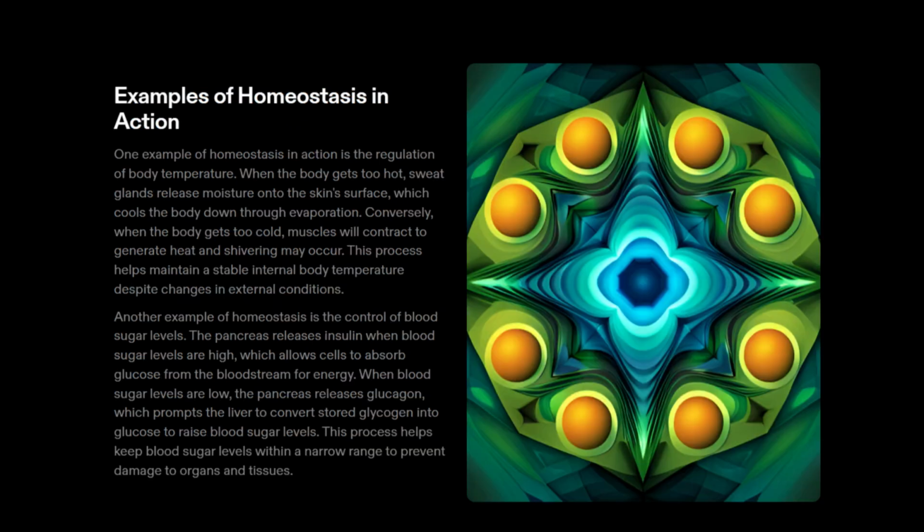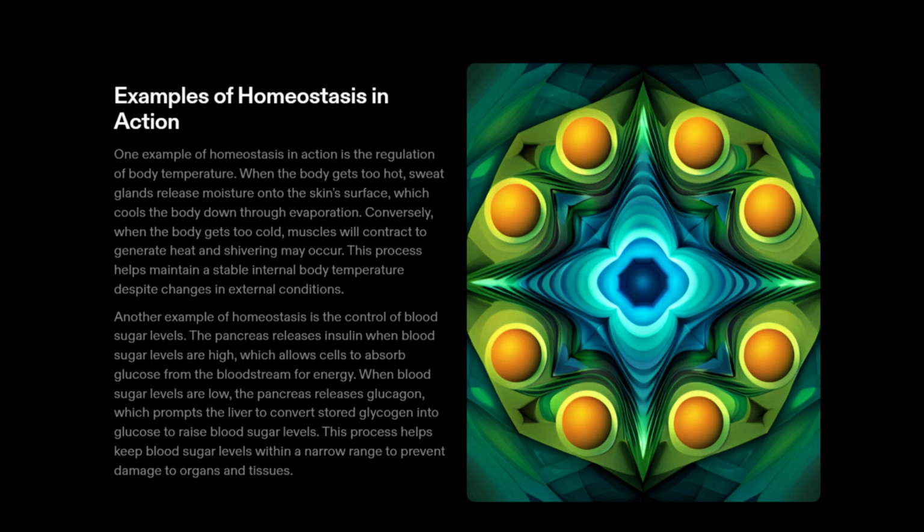Examples of homeostasis in action. One example of homeostasis in action is the regulation of body temperature. When the body gets too hot, sweat glands release moisture onto the skin surface, which cools the body down through evaporation. Conversely, when the body gets too cold, muscles will contract to generate heat and shivering may occur. This process helps maintain a stable internal body temperature despite changes in external conditions.